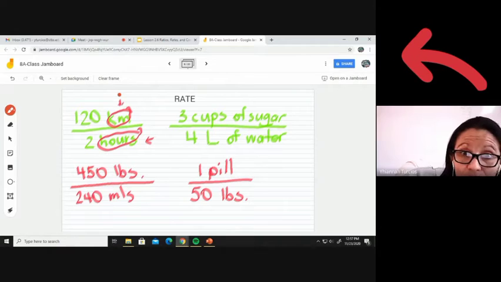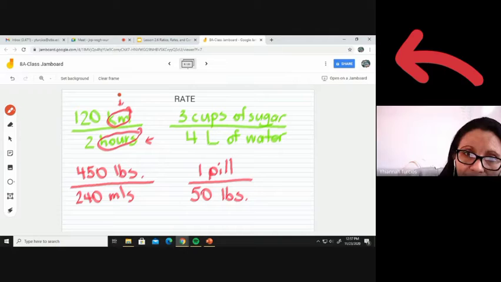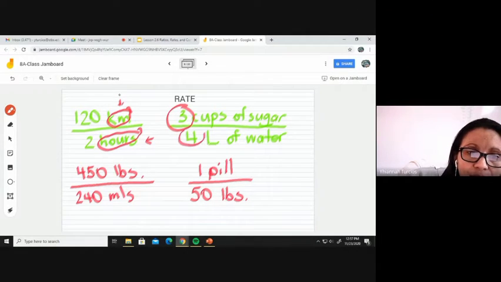In this case, this is a recipe of anything, and we are comparing two quantities. We're comparing this 3 with this 4, but we're using different units. In this case, we're using cups, and in this case, we're using liters. These are our units, okay? They are different types of units.